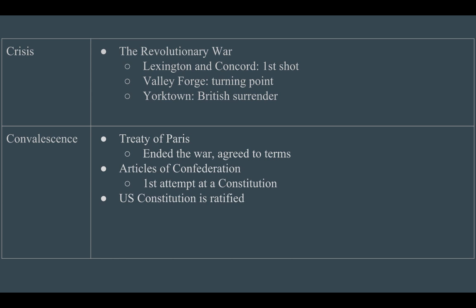Everybody sat down and agreed to terms, and then we created the Articles of Confederation, which is the first attempt at a constitution. It was very weak, so we had to create a new constitution, and we currently have a government now that practices federalism, which is the unity of national government and state government.